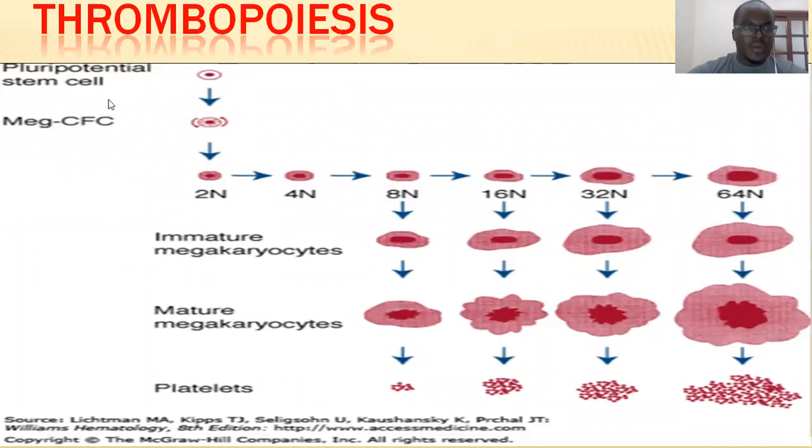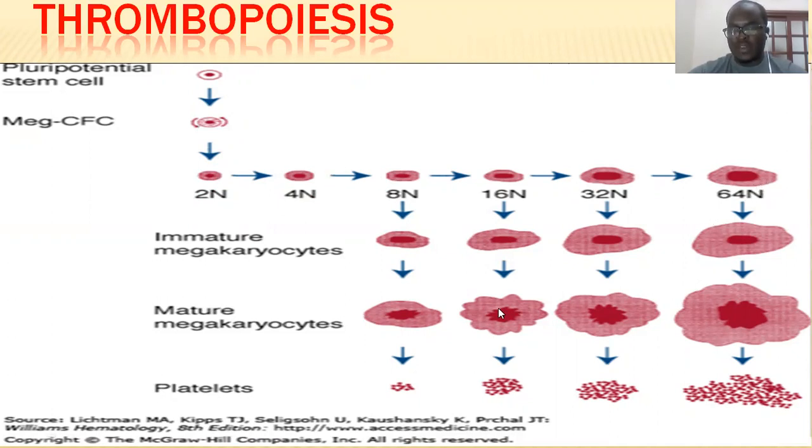You can see you have the potential stem cell that will differentiate into committed cells, forming the megakaryocyte colony-forming cells or stem cells, and they will stop undergoing mitosis. They'll enter into endomitosis. In endomitosis, you have replication of the DNA that results in the nucleus becoming bigger and the cells also becoming bigger.